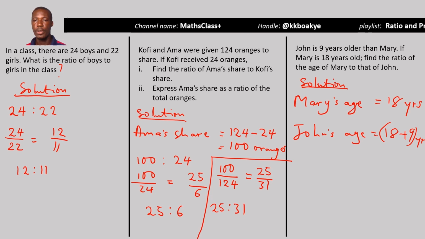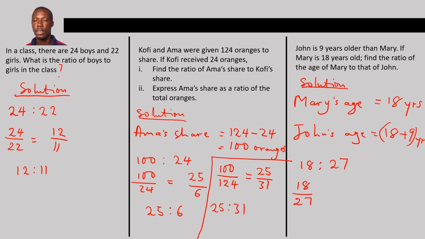And that's the ratio of Mary's age to John's age is 18 is to 27. So when we simplify 18 to 27, 9 goes into 18 2 times, and then goes into 27 3 times. So the ratio is 2 is to 3. Alright.